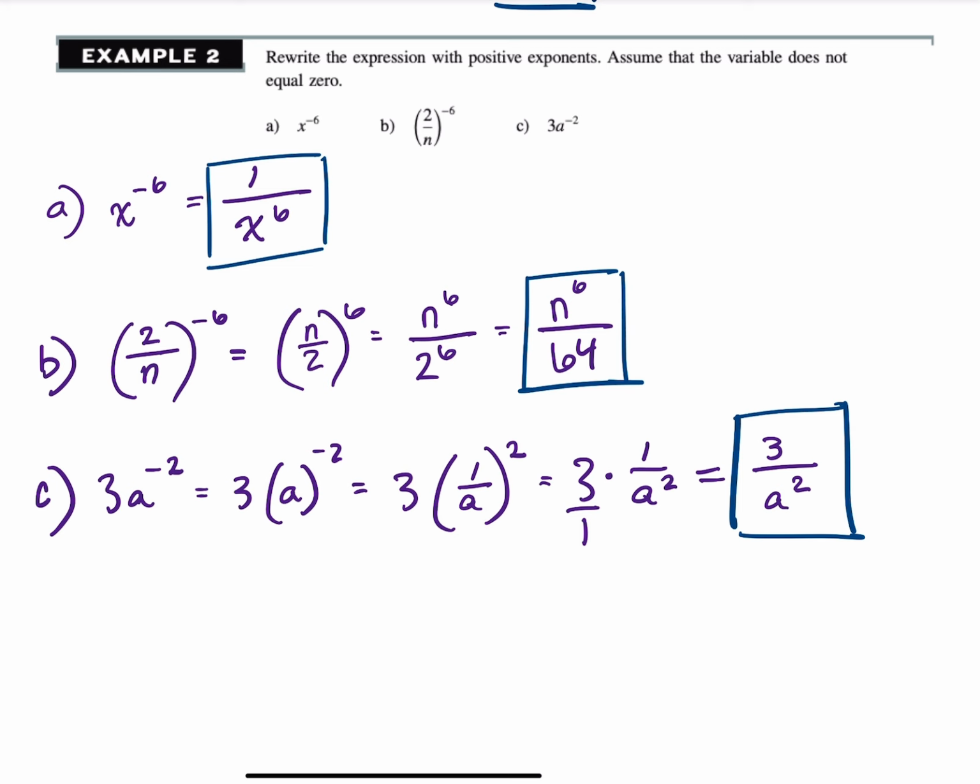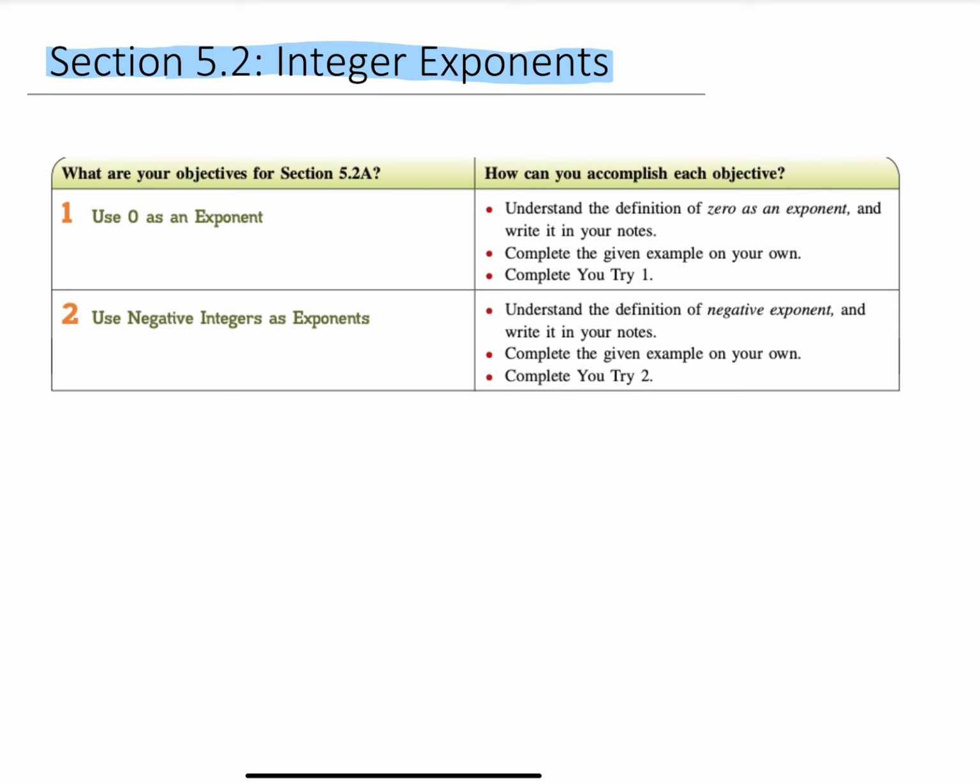All right, that was it for this section. Short one, just on these two special cases. If we have 0 as an exponent, things reduce to 1. If we have a negative exponent, it will flip a fraction or put something into a denominator.